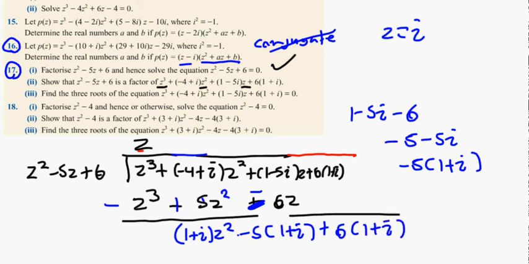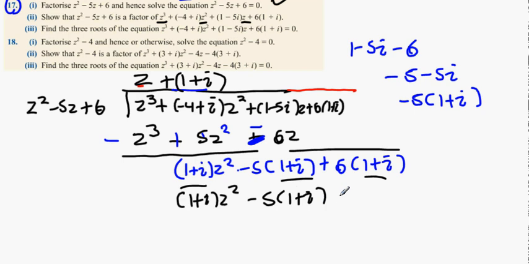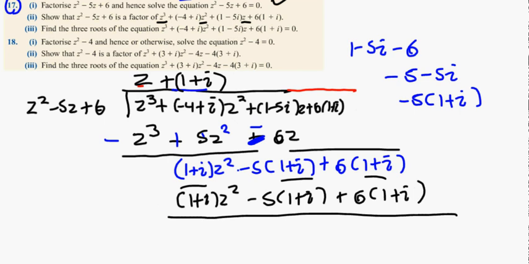Now what you notice about each one of these is that they all have 1 plus i. And z goes into 1 plus i z squared, 1 plus i times. Then we have 1 plus i z squared minus 5 times 1 plus i, and then 6 times 1 plus i, and then you can take them away. Minus, plus, and minus cancels out, and everything cancels to come to 0.